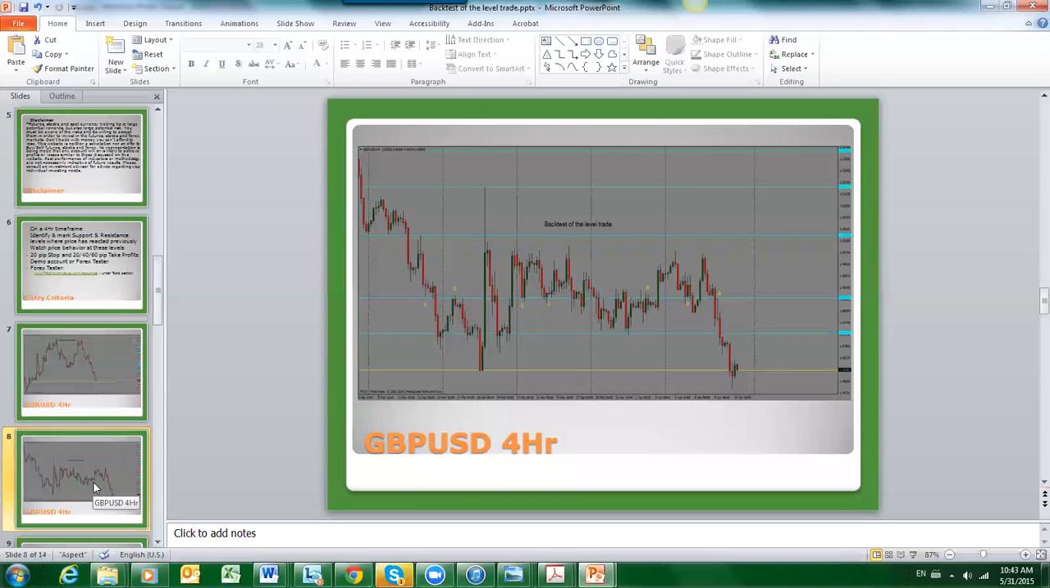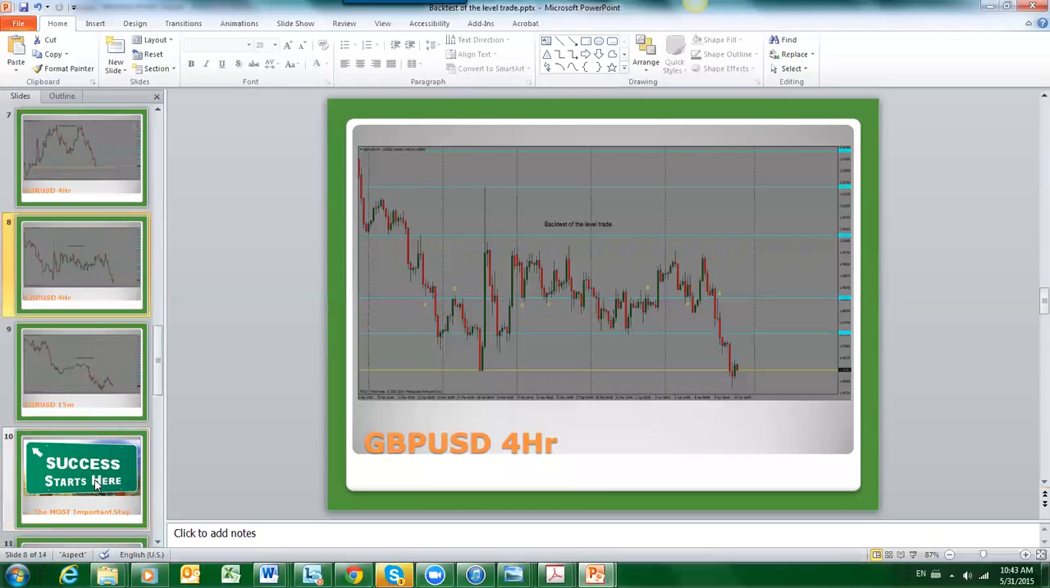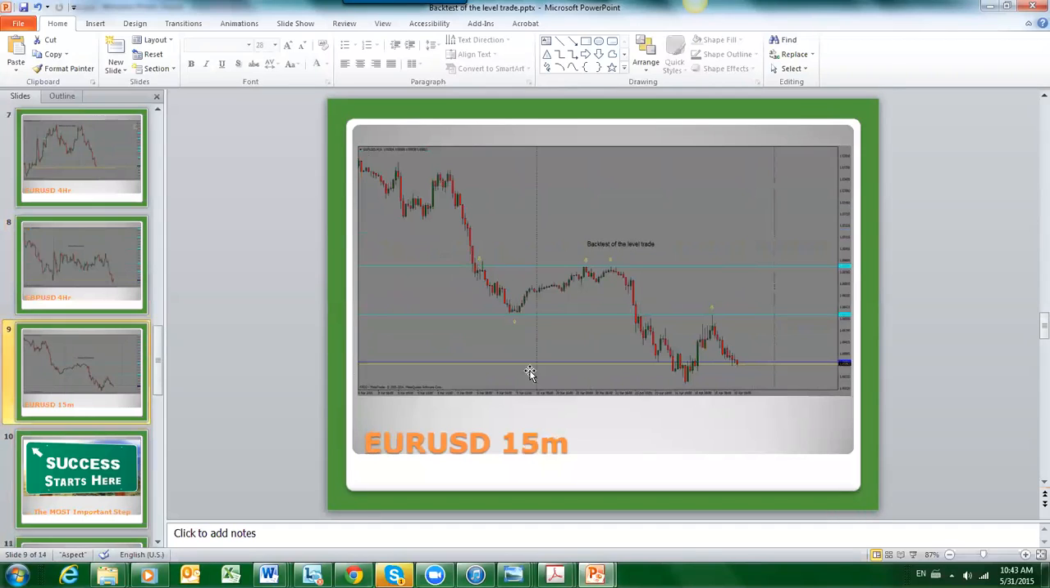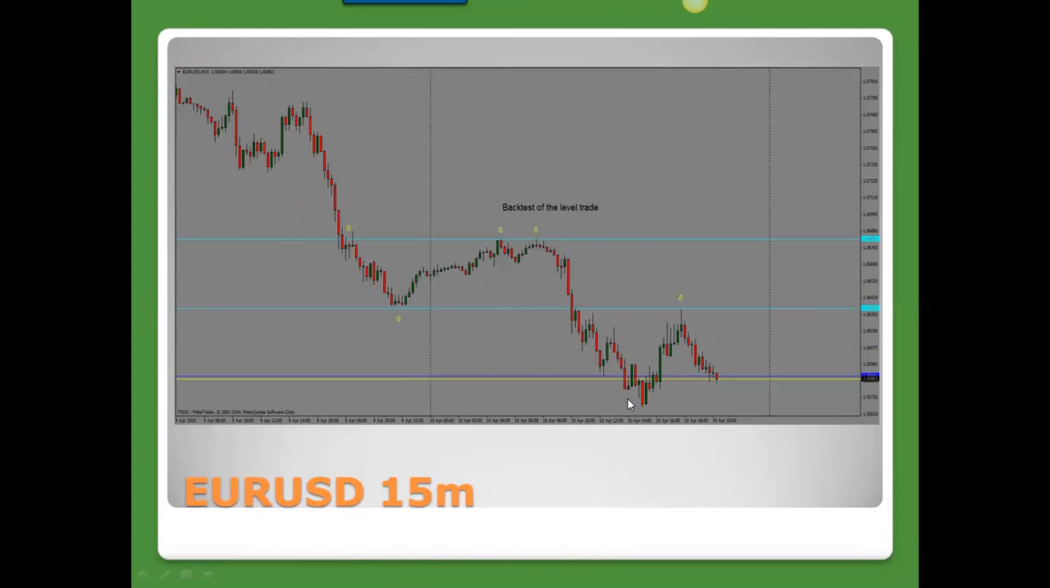All right, so we looked at the euro and the pound, and then let's take a look at the 15-minute chart to see what this setup looks like. For example, here we have this 106.80 level. See how the price was coming down. We have a nice setup here. This is not the back test of the level trade, but just a setup at a nice level, about the 80 level. 80 levels are very important.